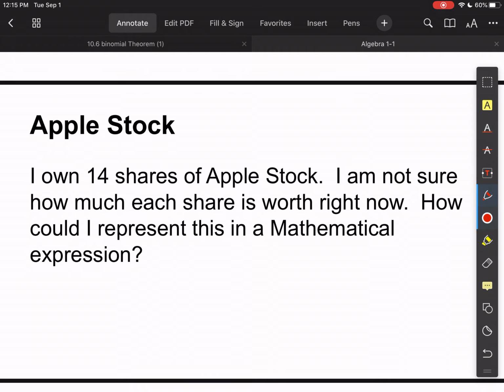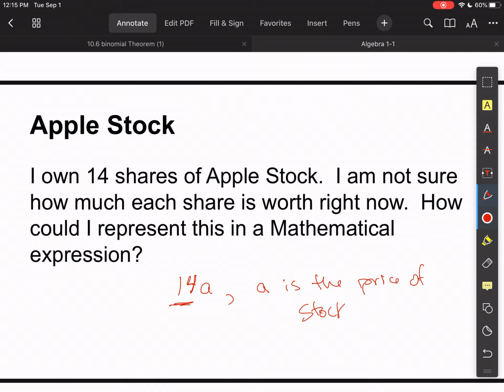How could I represent this in a mathematical expression? If I don't know the value of my stock, but I know I have 14 shares, the 14 doesn't change, right? Unless the stock splits or something. The 14 is going to stay consistent. The price of the stock changes all day long. Since that number is changing, I might represent it with a variable. So I could call it x, or I could call it a for Apple if I want. So I could say 14a: 14 shares of Apple, where a is the price of the stock.